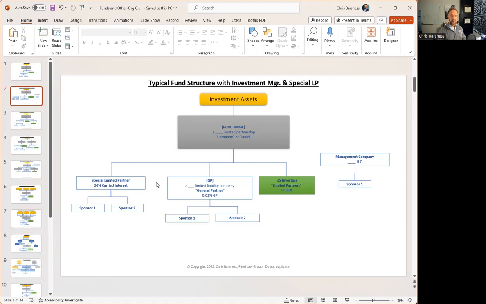Now, the special limited partner off on the left, oftentimes that can be individuals or another LLC. And the reason for this is it's a limited partner similar to the ones in green over here. Basically, it's still a limited partner of the fund, and maybe it's a separate LLC that's owned by the same sponsors as the general partner.